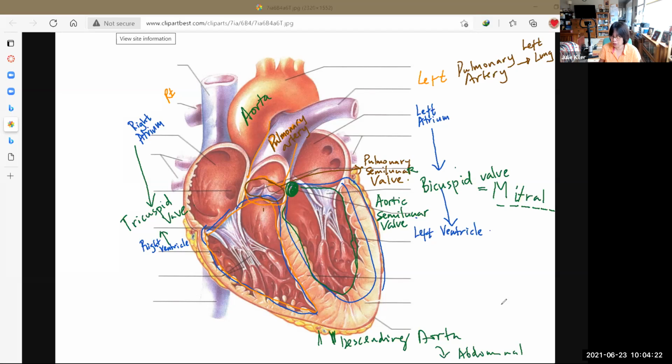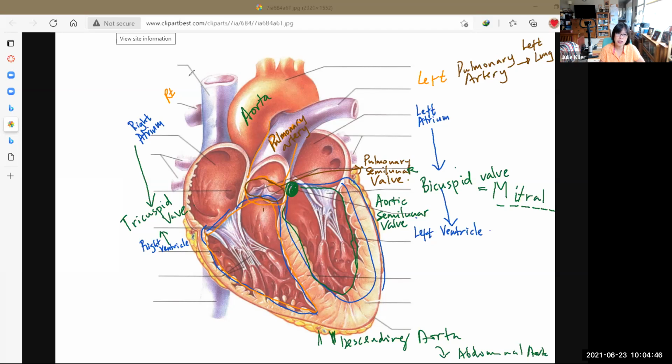So abdominal aorta here, yeah? Later on it branches to the liver, to the kidney, yeah? And then to the femoral, and then branches all the way down to our toes, okay? All right, so we got them all.